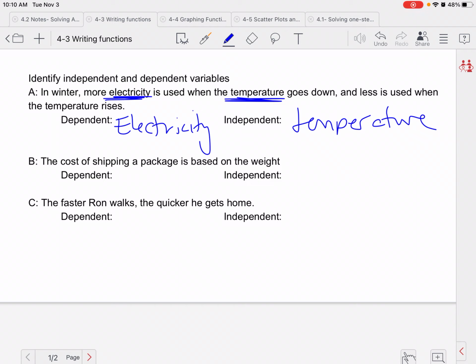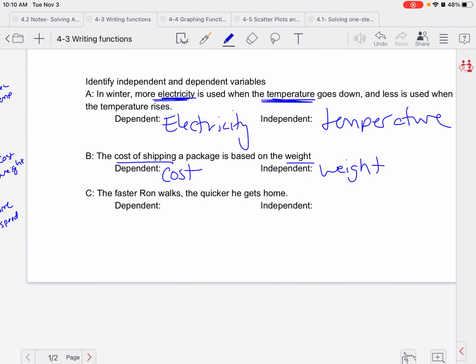So the cost of shipping a package is based on the weight. Well, the two things that are changing is the cost of shipping and the weight, okay? So the cost of shipping depends on how much the package weighs, right? So the cost of shipping is my dependent, okay? Because that depends on the weight of the package, okay?